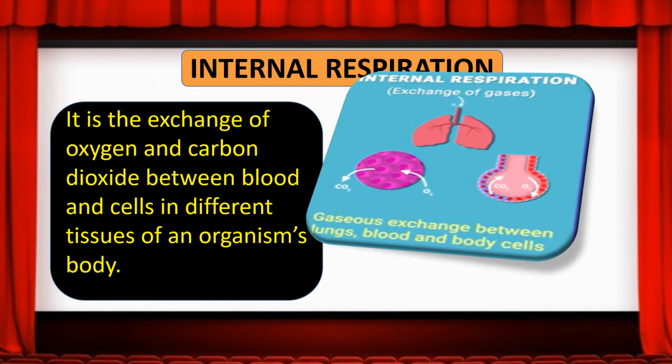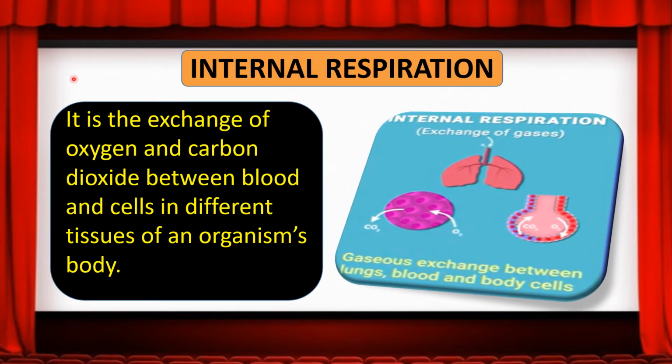Next we have what we call internal respiration. So what is internal respiration? It is the exchange of oxygen and carbon dioxide between blood and cells in different tissues of an organism's body. So again, exchange of oxygen and carbon dioxide between blood and cells. Okay, so again, internal, it means it happens inside, particularly to our lungs. So it is where the exchange of gases takes place. Exchange of gases, oxygen, and the carbon dioxide.